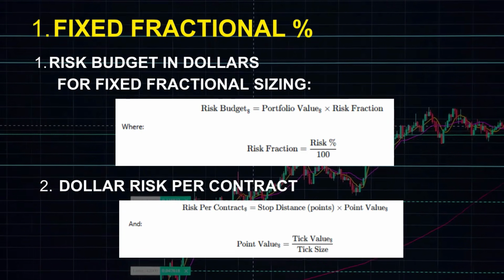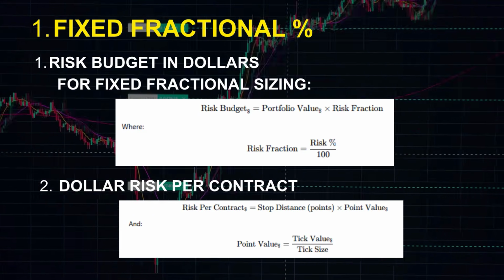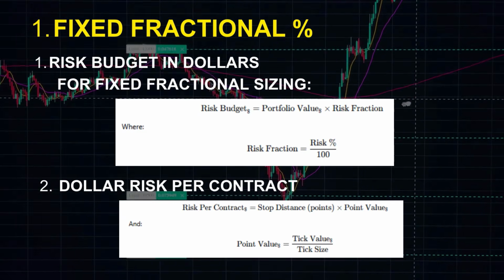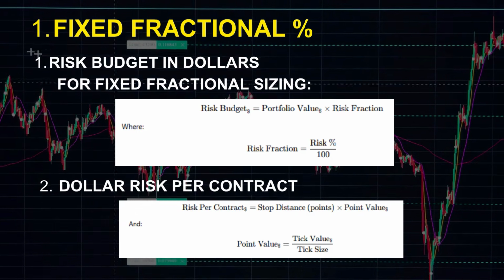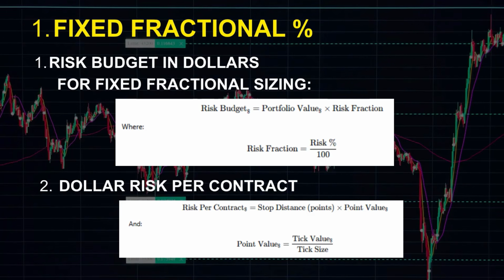And that is simply the portfolio value times the risk fraction. So for example, if you had a portfolio value of $10,000, you wanted to risk 1% per trade, that would equal a risk budget of $100 per trade.